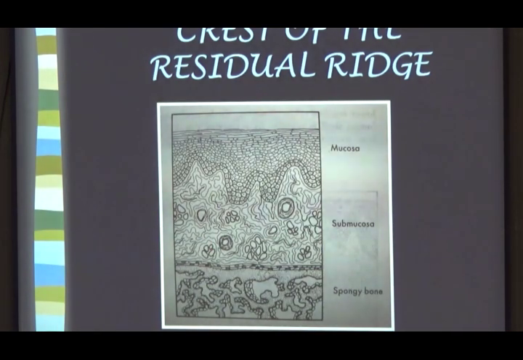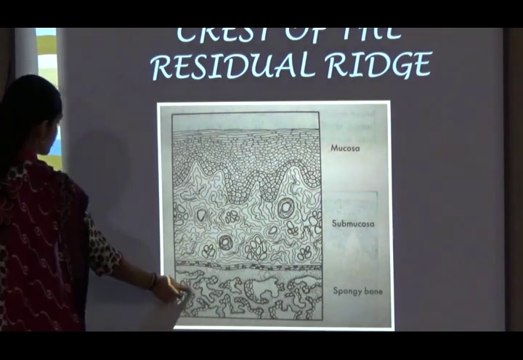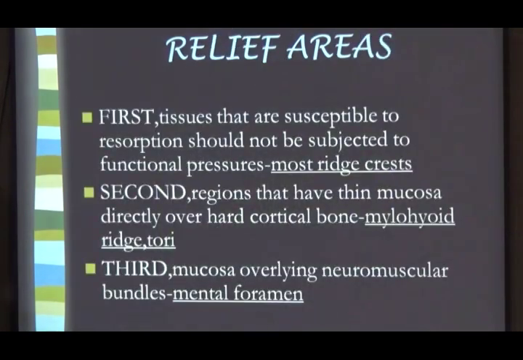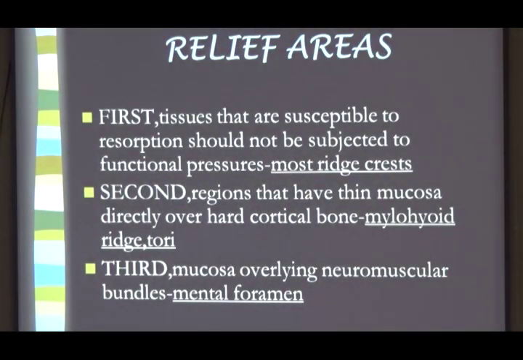But in most cases, invariably, you often see only a knife edge ridge, no? Not a very well formed ridge. You can also see the type of bone that is in the crest of the alveolar ridge. It is mostly cancellous or spongy. Again, as we had listed, relief areas can be three, which cannot accept your functional pressures. First, the ridge crest, in the maxilla, whereas in the mandible it is also the ridge crest. Secondly, where you have thin mucosa directly over the cortical bone, it is the mylohyoid ridge and tori. Third is when you have the neuromuscular bundles, the mental foramen area.